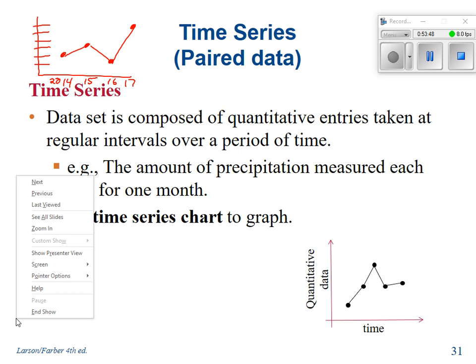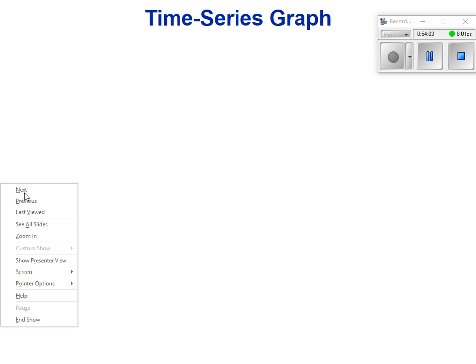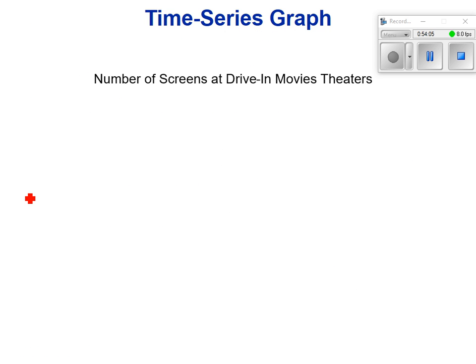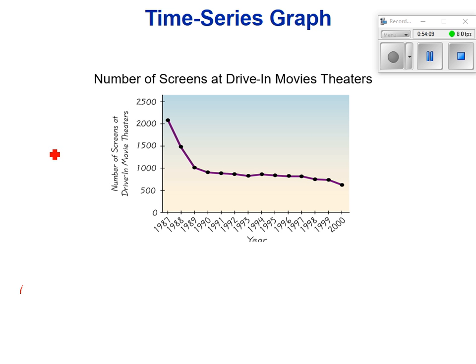Some kind of paired data every time. The 2014 goes with whatever that number is. The 2015 goes with whatever that is. We could use a scatter plot on that same thing. Number of screens at drive-in movie theaters. Starting to come back a little bit, but what happened in my mind's old here?